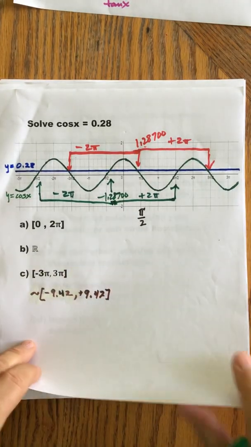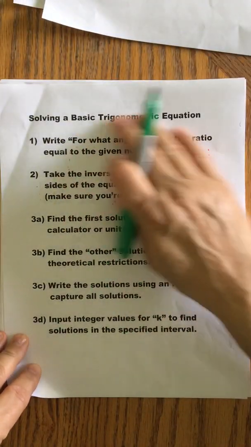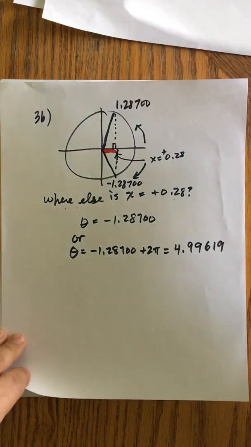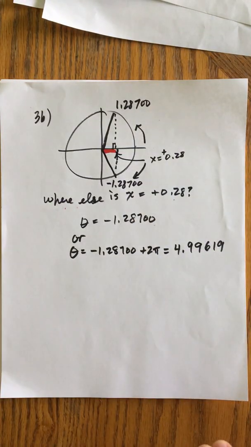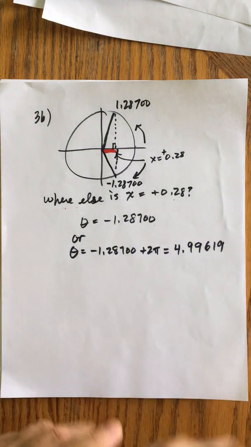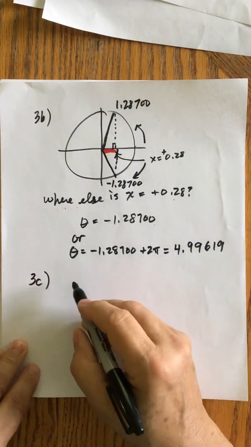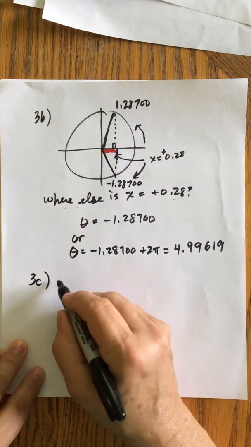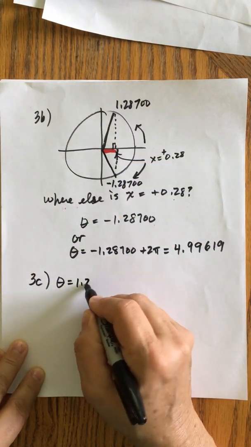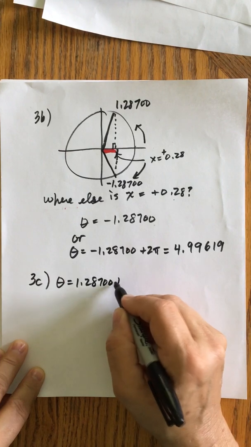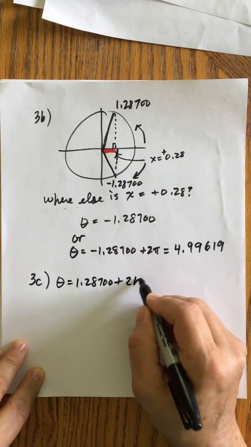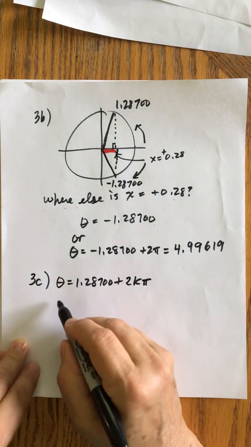So basically what I want to do then is get to all these. Oops, I wrote all over this, didn't I? So to answer 3C, which is capture all solutions, I would start with this one. So theta is 1.28700 plus 2k pi, where k is an integer.